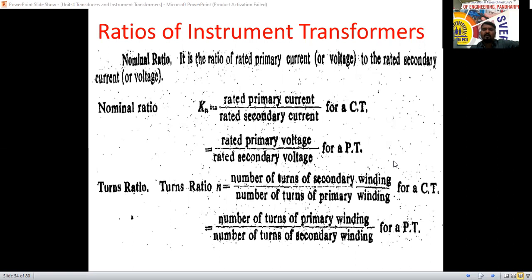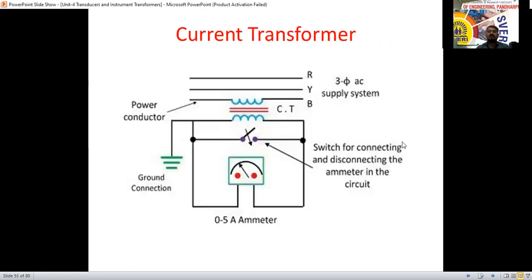Next, we will discuss only the current transformer. What do you mean by a current transformer? How does it operate? What are the different types? How do we draw the phasor diagram? Everything we are going to discuss here.